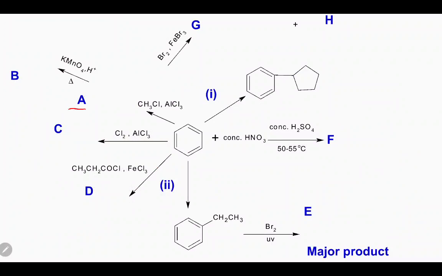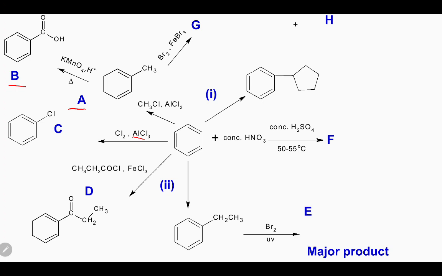A. Benzene undergoes Friedel-Crafts alkylation, so you will get toluene. Toluene undergoes oxidation, you get B, benzoic acid. Benzene reacts with chlorine in the presence of a Lewis acid, you will get chlorobenzene, C. When you do Friedel-Crafts acylation of benzene, you get D.